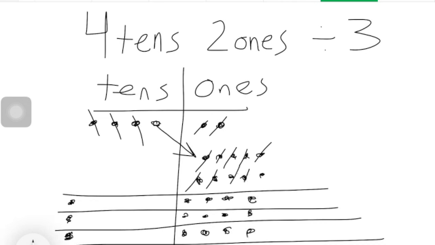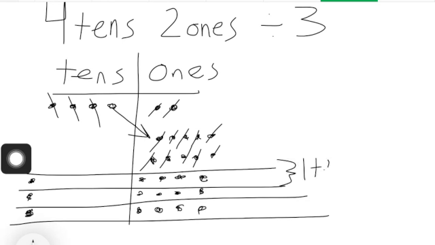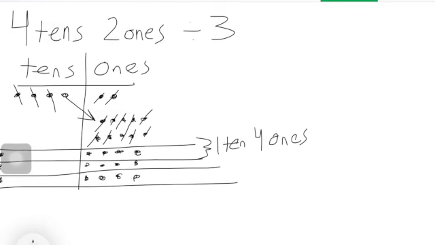And then looks like 1, 2, 3. No remainder. And what do we have? We have 1 ten and 4 ones. One ten and 4 ones, which is the same as saying 14, right? But let's look at the standard algorithm.